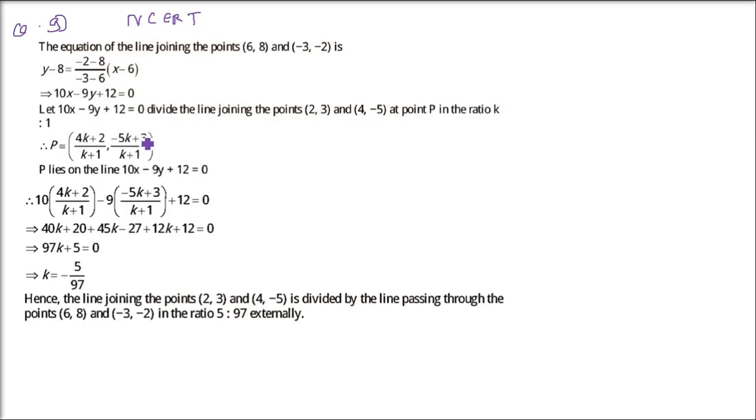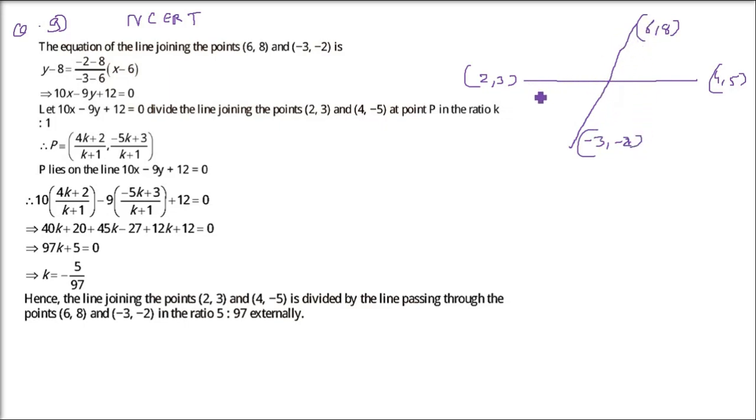In what ratio is the line joining the points 2, 3 and 4, minus 5 divided by the line passing through the points 6, 8 and minus 3, minus 2? So the scenario here is, there is one line whose points are given, and another line whose points are given. The first line is 2, 3 and 4, minus 5. There is another line, which is 6, 8 and minus 3, minus 2. Now this line is cutting or intersecting the original, let us say L1 and L2. So L2 is cutting L1 in some ratio. Let us assume k is to 1.